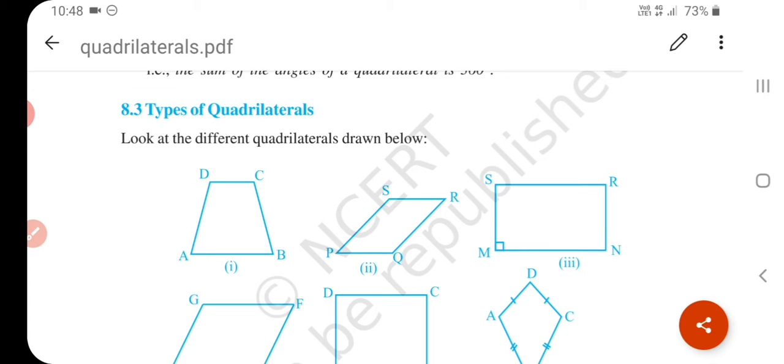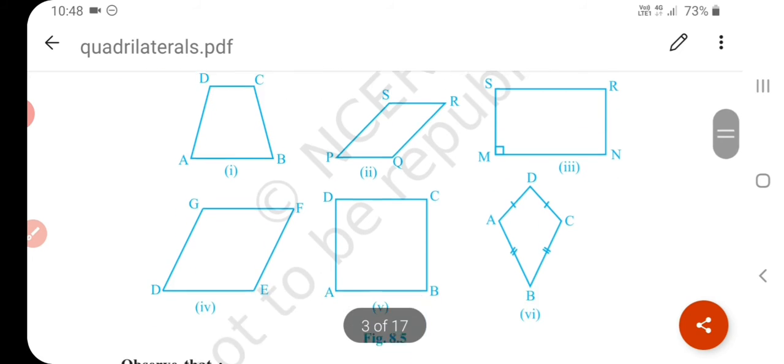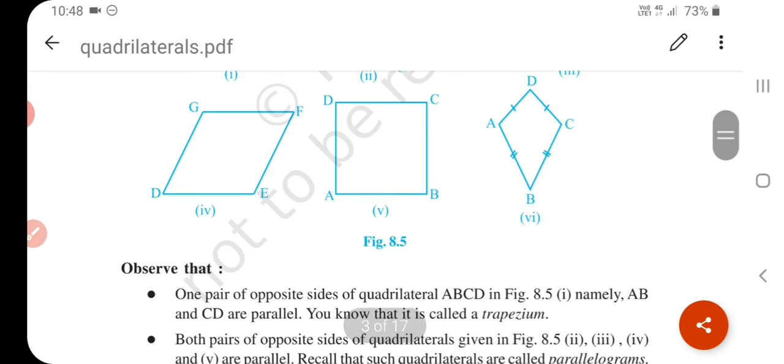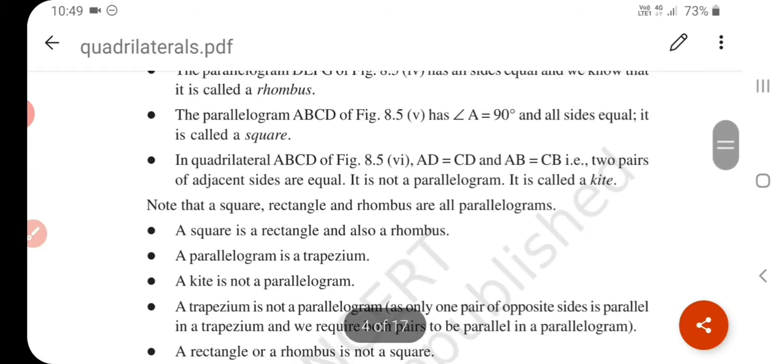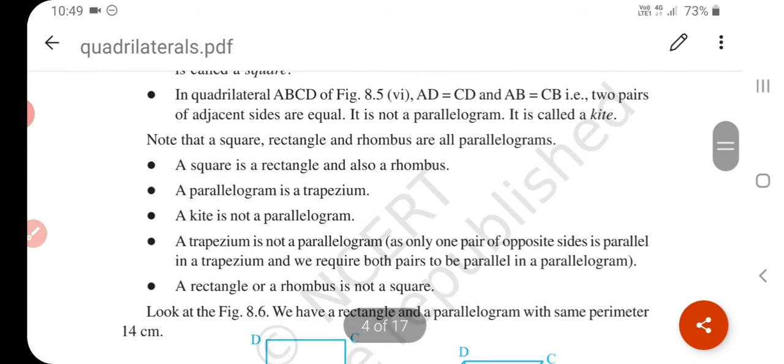What about a kite? A quadrilateral in which two pairs of adjacent sides are equal is called a kite. Okay, understand? Now, properties of a parallelogram. First of all, when we talk about a parallelogram, we get a quadrilateral which has both pairs of opposite sides parallel. Then we can say that it's a parallelogram.